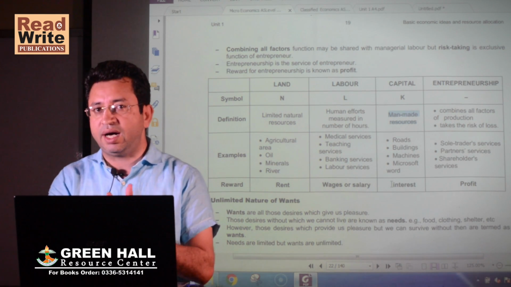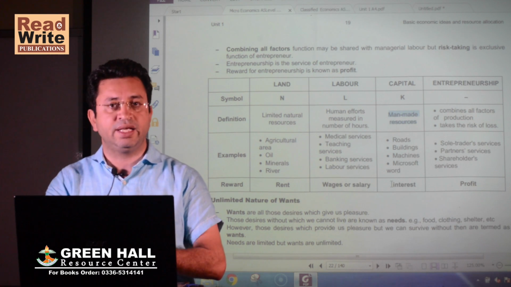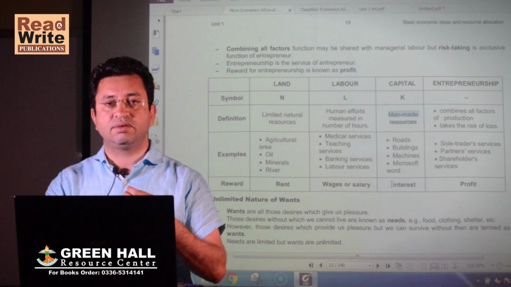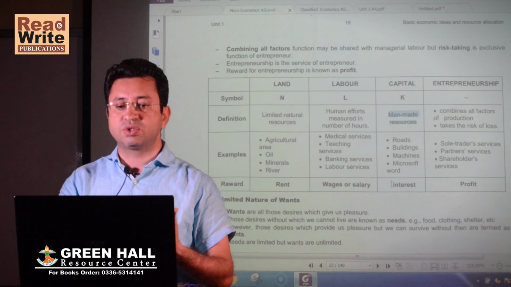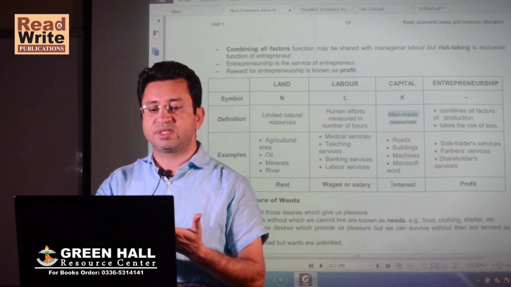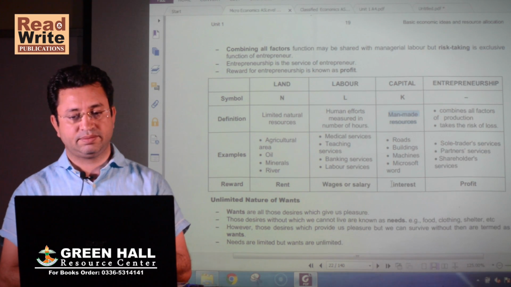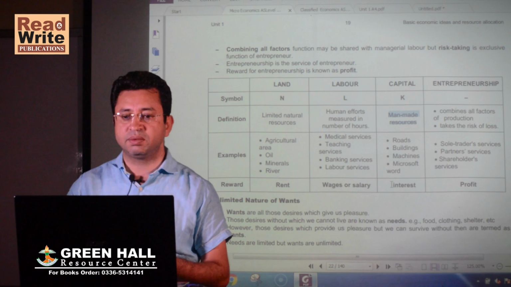So these all are actually the currency or money, but we have different terms for different factors of production or different resources. For land we use rent, for labor we use wages and salaries, for capital we use interest. The last factor of production is entrepreneurship.